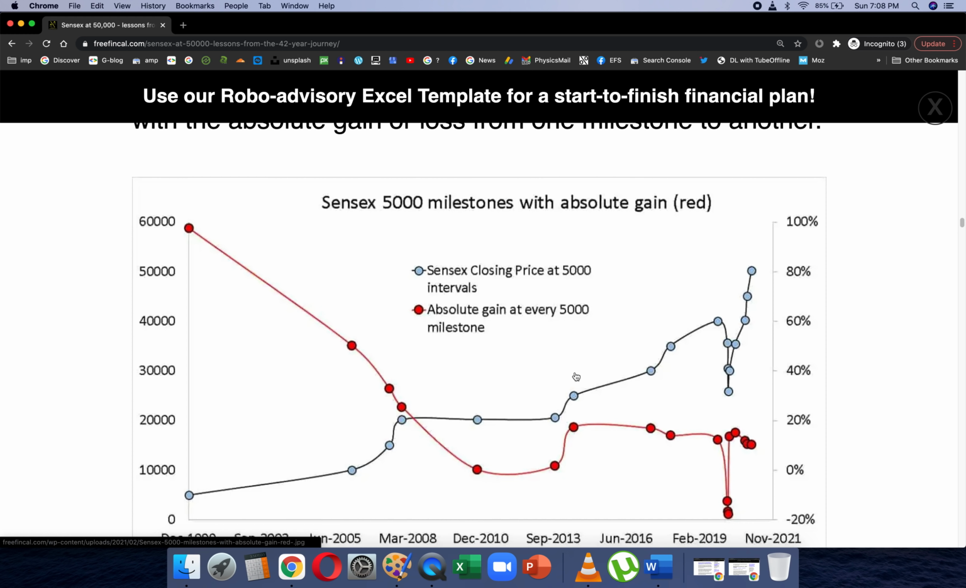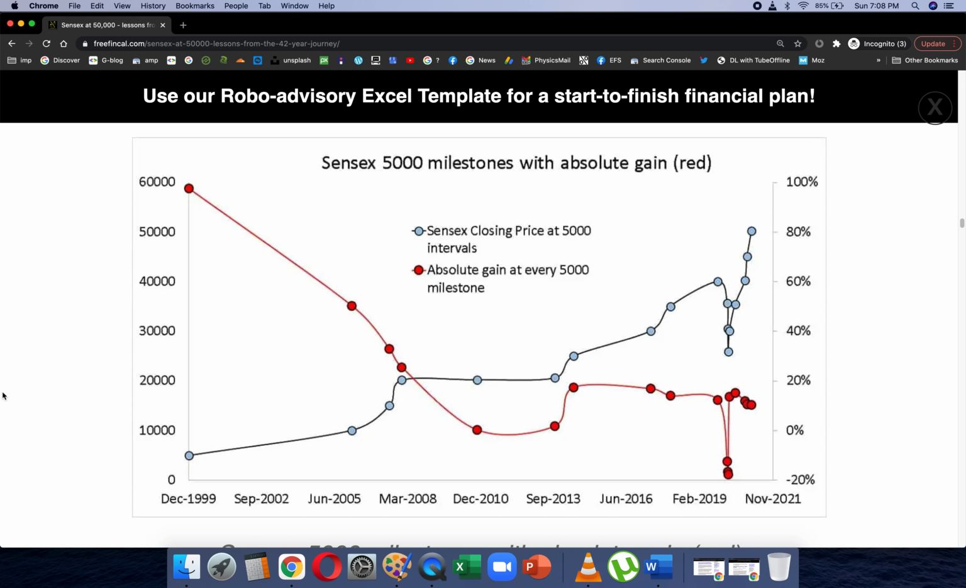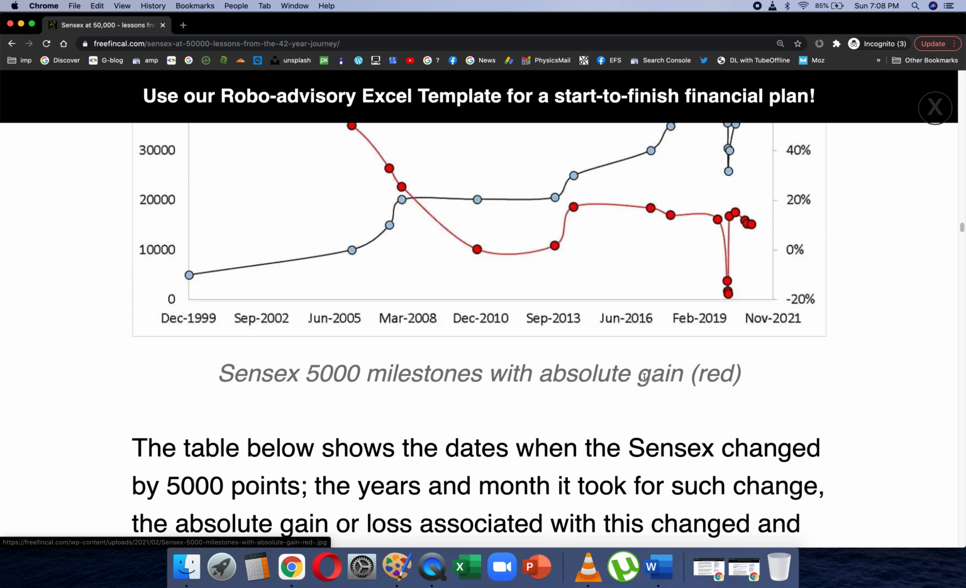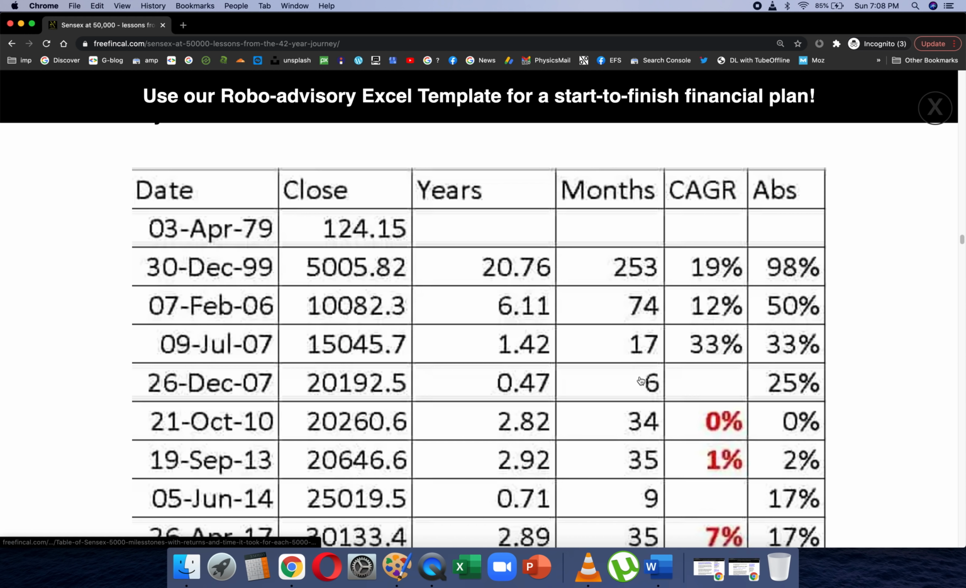Now what you see here is the 5,000 milestones. So it started at 100, then it became 5,000, 10,000, 15,000, 20,000, and so on and so on, and then it fell down a few 5,000 points and so on. And these are the corresponding absolute gains for every 5,000 milestone. And this is the detailed table of when those milestones occurred.